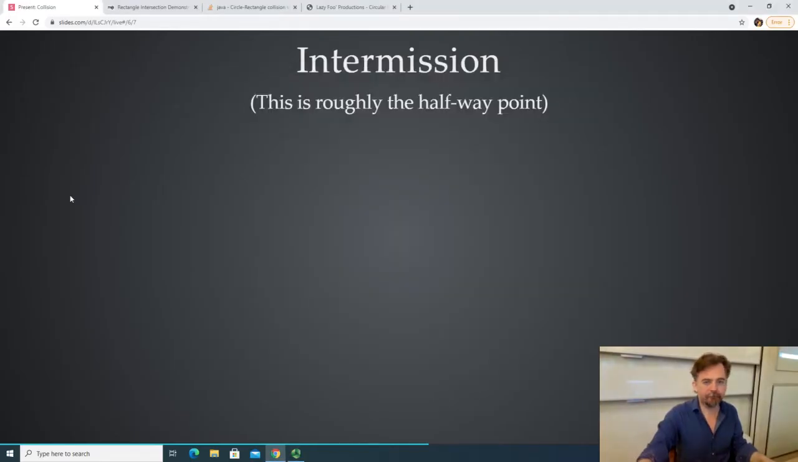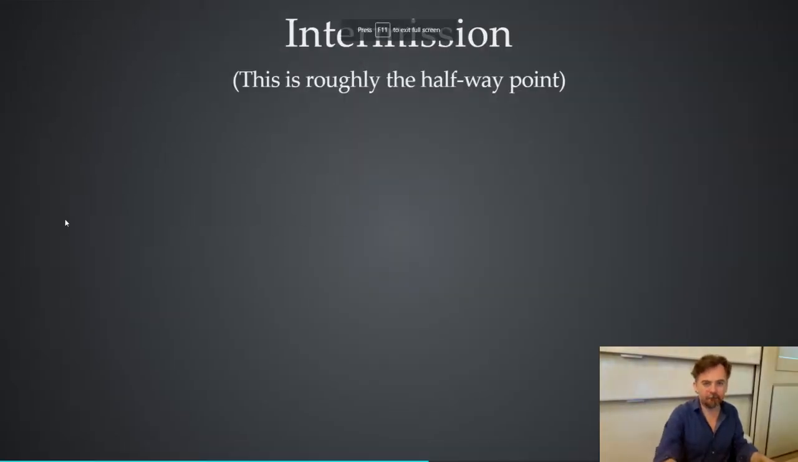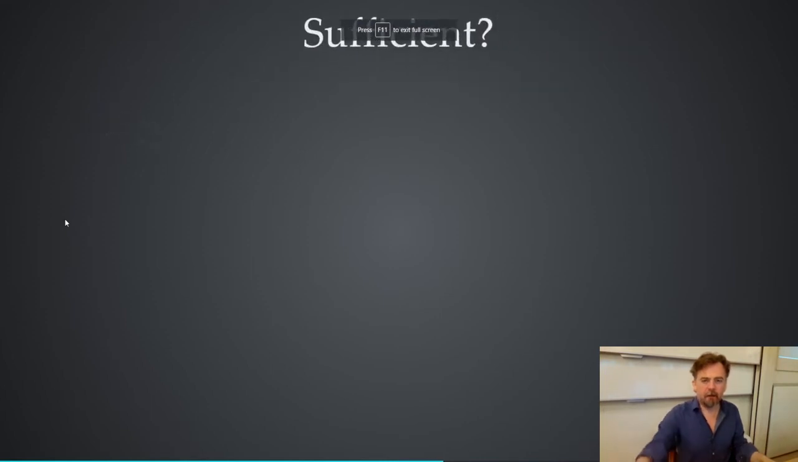Alright, we're back. More collision stuff. So we've described a couple of things about how to do the collision detection between circles and rectangles, which is what you commonly need for 2D work. Is that sufficient?